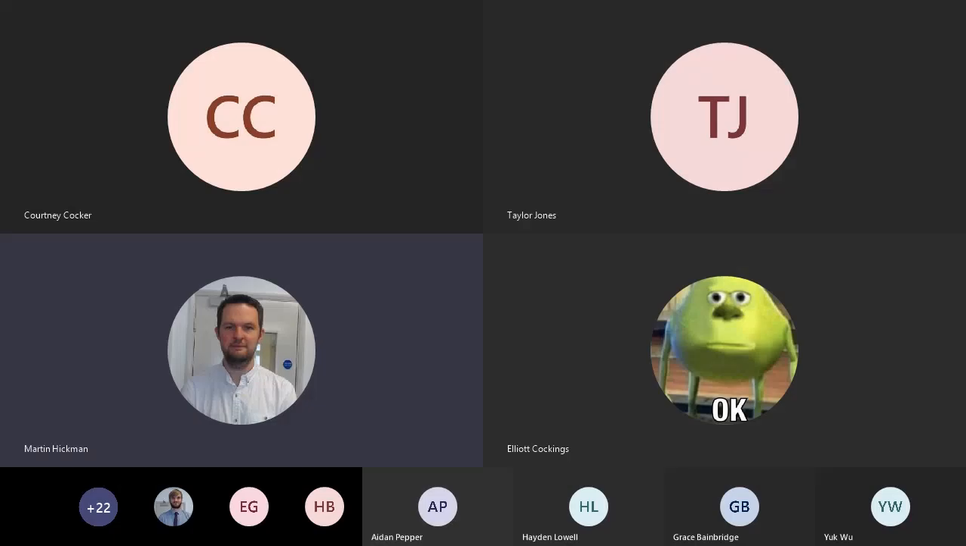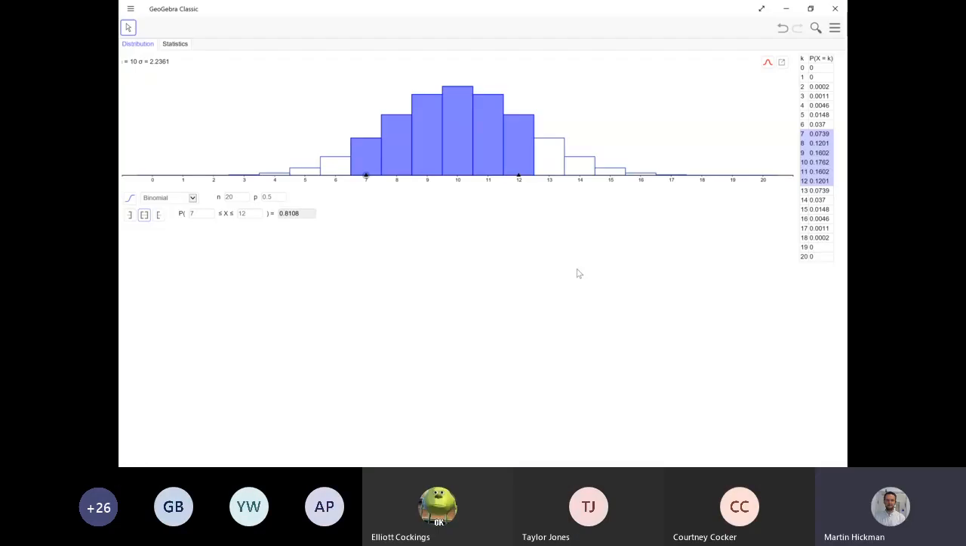Make a start on today's lesson, which is the binomial to normal approximation. As you can see here, I've got a binomial distribution at the moment. Here I have n as 20 and the probability as 0.5. You could think of this as you flip a fair coin, the probability of getting heads is 0.5, and you do this 20 times.